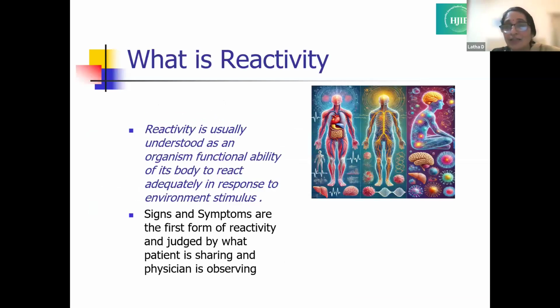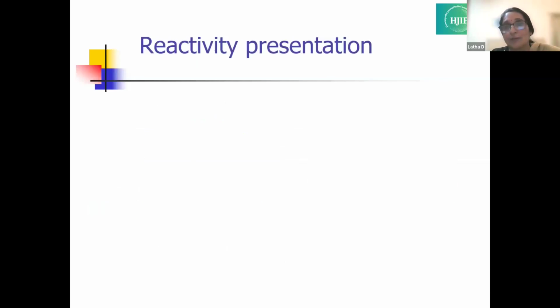Reactivity is usually understood as an organism's ability to react to a stimulus. How will we know it's reacting to a stimulus? Signs and symptoms are the first form of reactivity. And what the patient is sharing gives us the signs and symptoms, and what the physician is judging and observing.